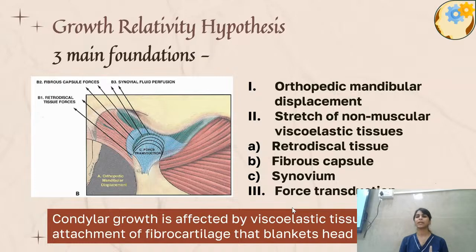So, growth relativity hypothesis has three main foundations. There is an orthopedic mandibular displacement. There is a stretch of non-muscular viscoelastic tissue, which includes retrodiscal tissue, fibrous capsule, and synovium, and thus there is a force transduction. So, the condylar growth is affected by viscoelastic tissue forces via attachment of fibrocartilage that blankets the head of the condyle.